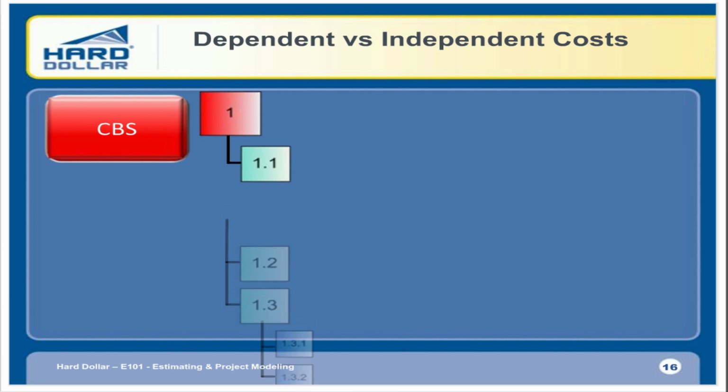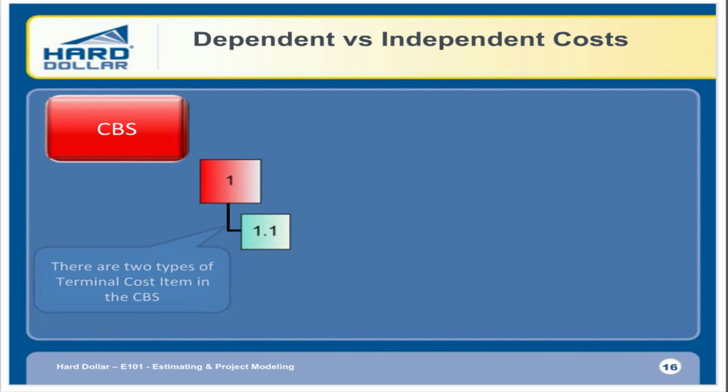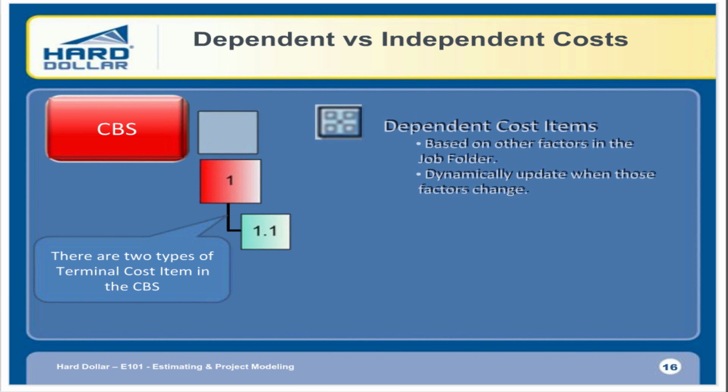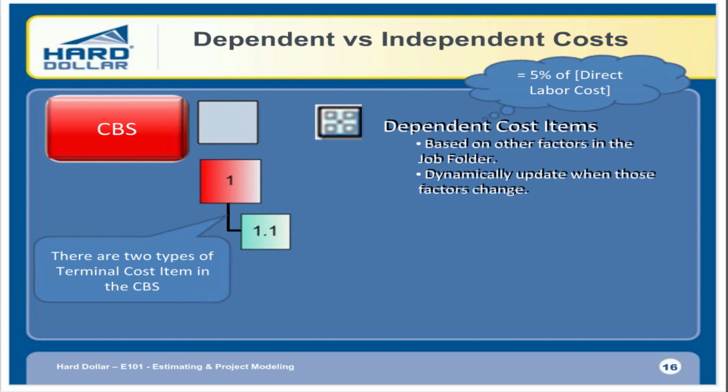There are two types of terminal items that can be utilized within the CBS. The first type of terminal cost item is referred to as a dependent cost item. This type of terminal cost item is based on other factors in the job folder and will dynamically update when those factors change. An example of this would be an overhead cost that is calculated at 5% of all direct labor costs. Whenever the direct labor costs change, the dependent terminal cost item amount will adjust accordingly.